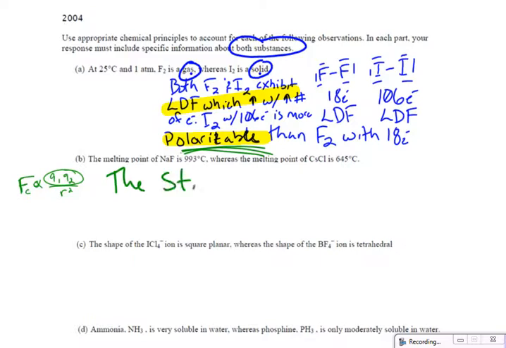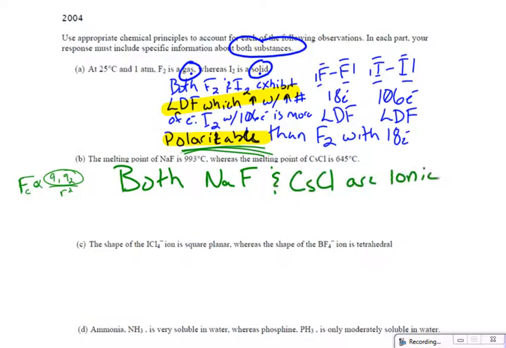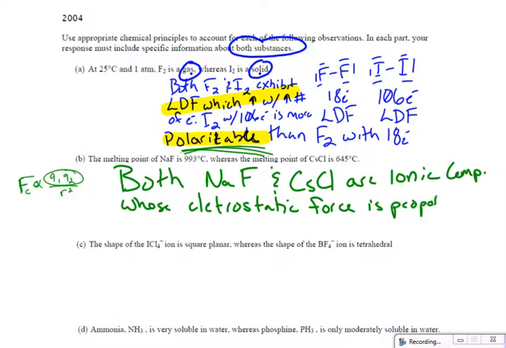The strength, let's talk about both first. Both sodium fluoride and cesium chloride are ionic compounds whose electrostatic force is proportional to Q1, Q2 over R squared.